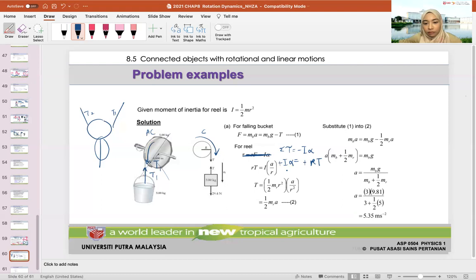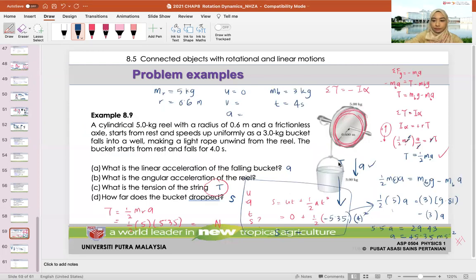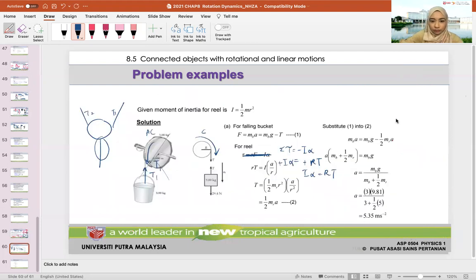So you can get rid of the minus signs because they are on both sides. So it becomes I alpha RT. Sama tak macam tadi? Oops. Where is it? We got I alpha plus RT at the end. So sebenarnya you will get the same answer walaupun your direction is flipped. Okay.